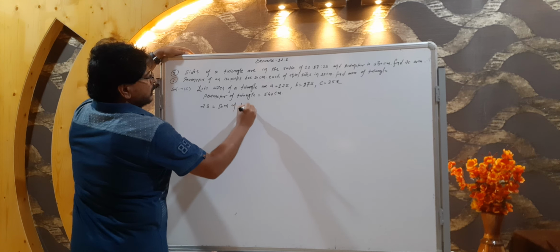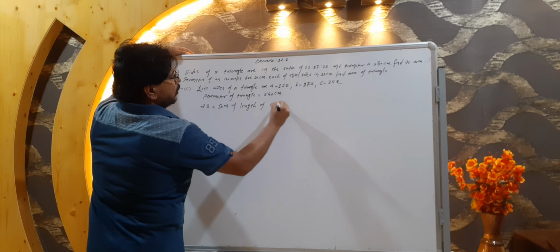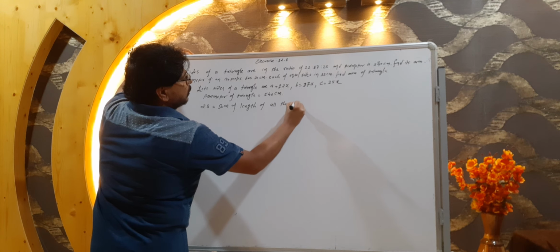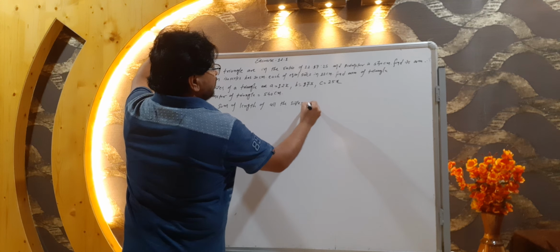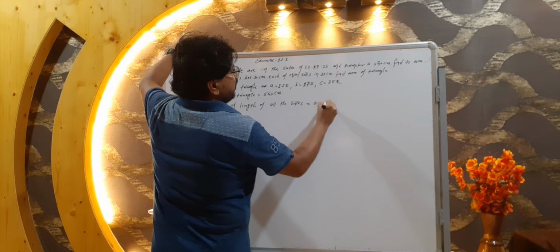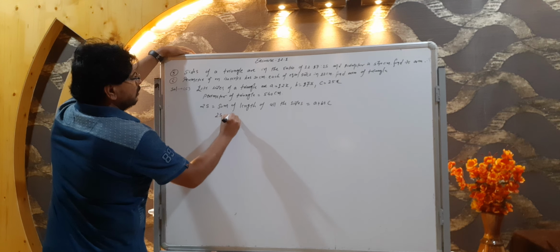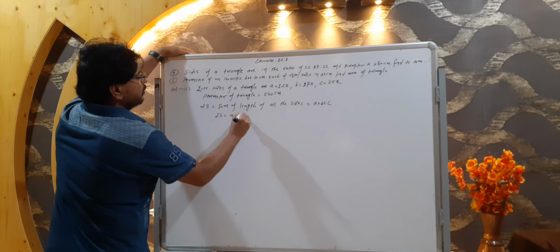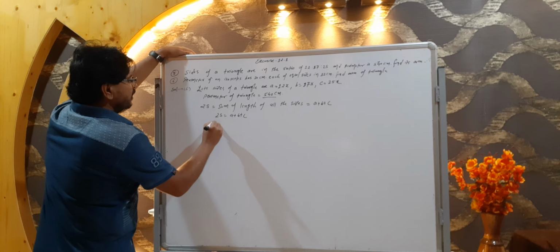2s is equal to the sum of the lengths of all the sides. Okay, the sum of the lengths of all the sides, it means what we can say is equal to, what is that? A plus B plus C. We can say that 2s is equal to A plus B plus C. What is the value of 2s here? 540.